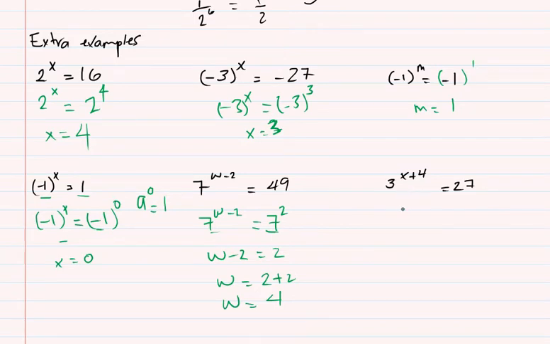Same thing here. 3 to the x plus 4. 27 is a power of 3, it is 3 cubed. Now that the bases are identical, we can equate the exponents. X plus 4 is equal to 3. X is equal to 3 minus 4. X is equal to negative 1.